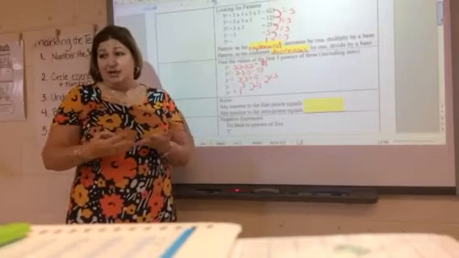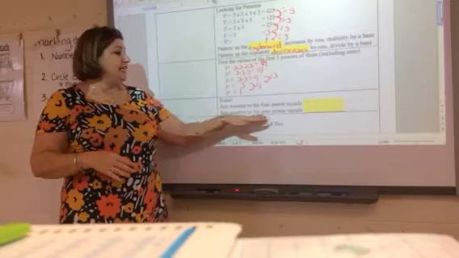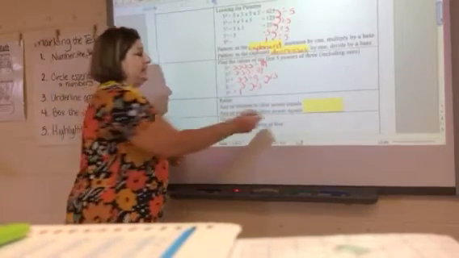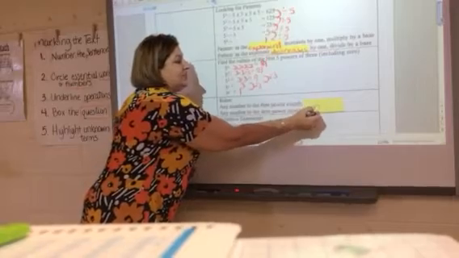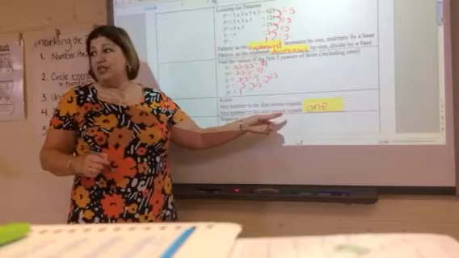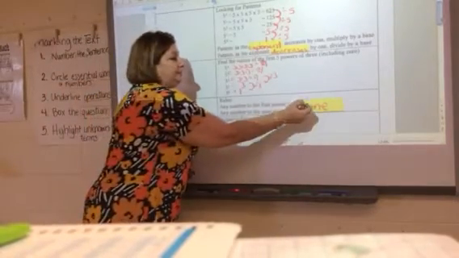So, to answer any questions about raising to the 0 power, any number to the 0 power will always equal 1. I jumped a question. Any number to the first power is going to always equal itself.